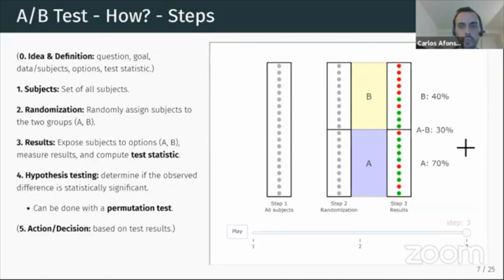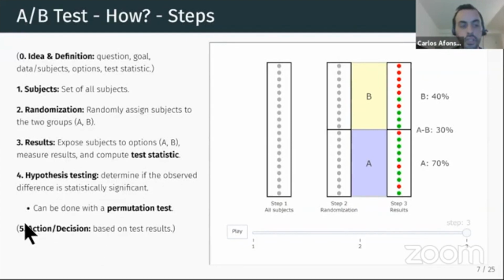Now the question becomes, is this difference of 30% between A and B in this problem statistically significant or not? Okay? And that's where we need hypothesis testing. So hypothesis testing is the process of determining if that difference that we observed, the 30% difference between A and B, is statistically significant or not. And we're going to see that we can use a permutation test to determine that. Okay? So we'll be covering hypothesis testing in the next slides.